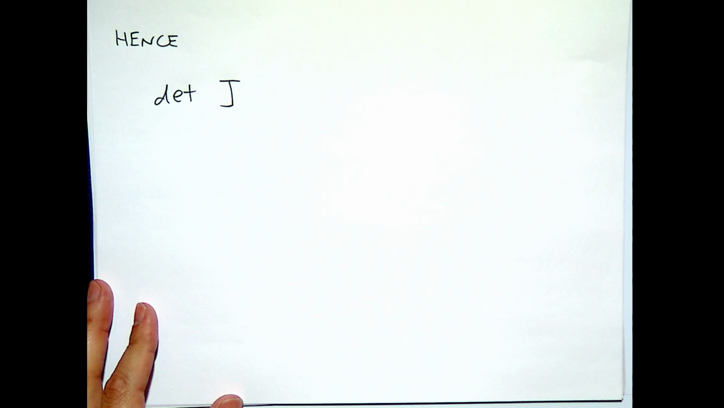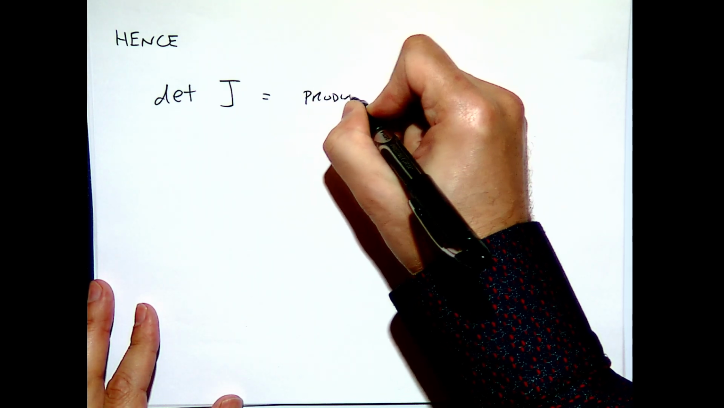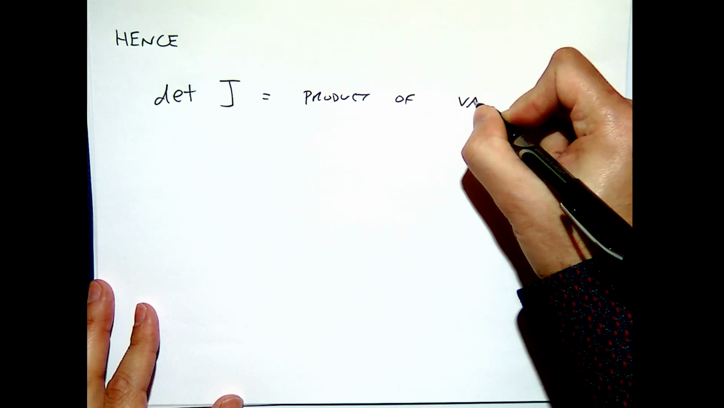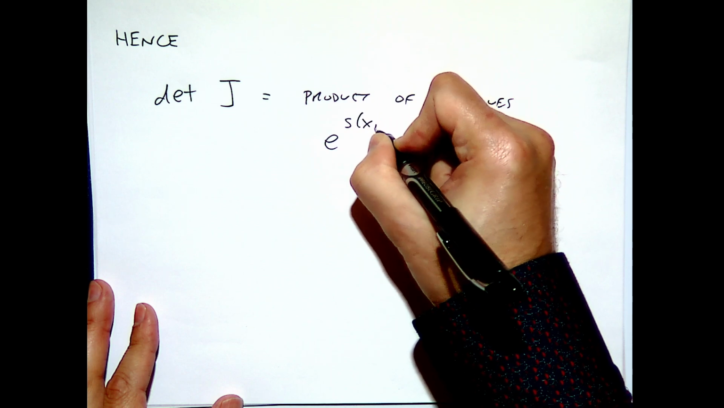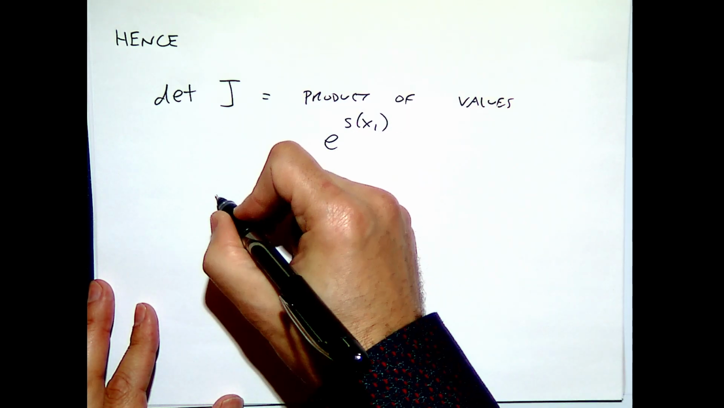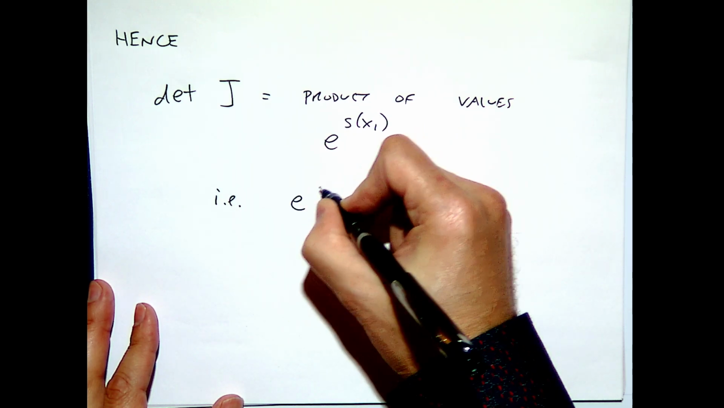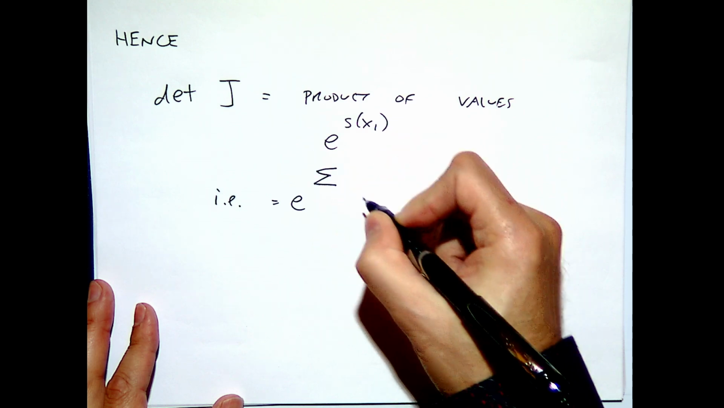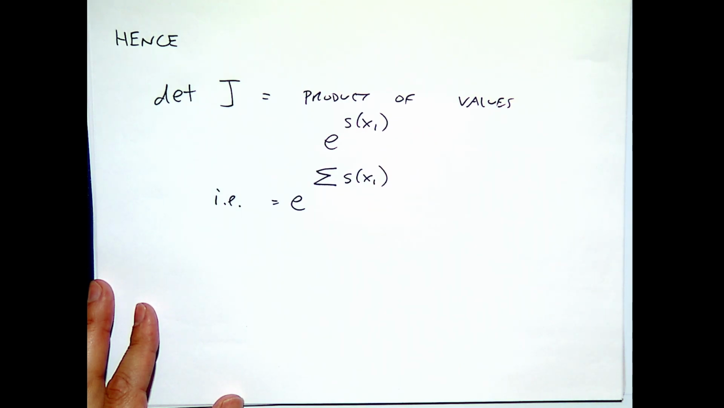So the kind of clever thing is that the determinant of this J matrix is nothing more than the product of the values of these e to the scaling factors. And if I'm multiplying a bunch of these numbers up, I could just say this is like e to the sum of these scaling factors, right? Because that's the way the exponential works.